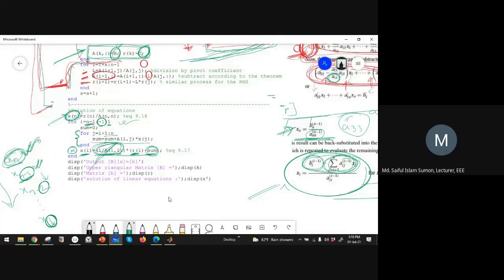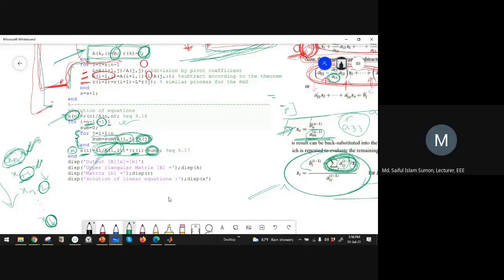You can see sum is equal to sum plus aij into xj, and it will just go on for this number of times. Whenever it comes out of this loop, this sum will be only this portion, only the summation part.